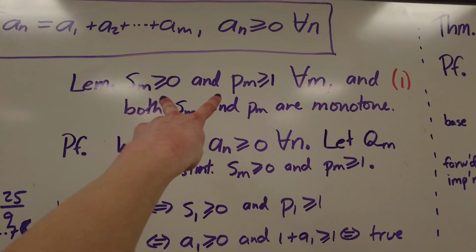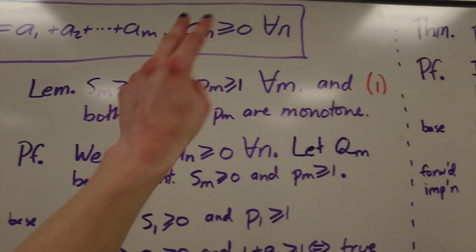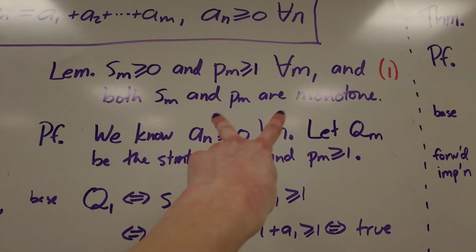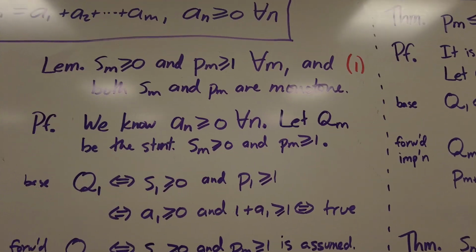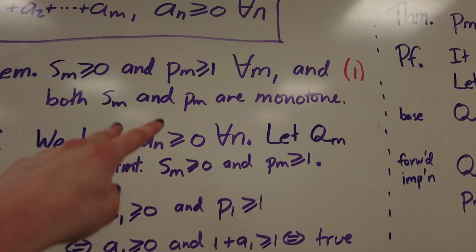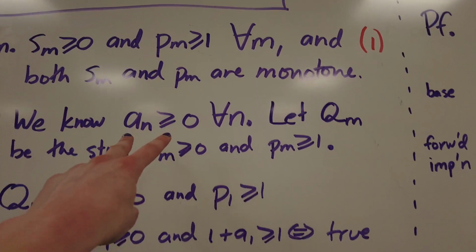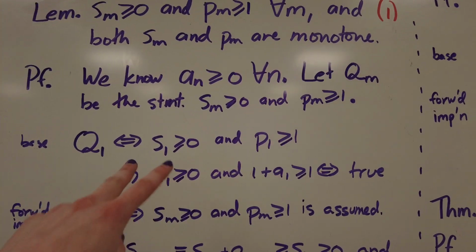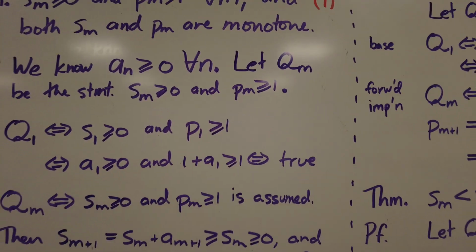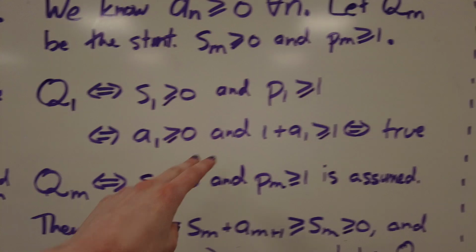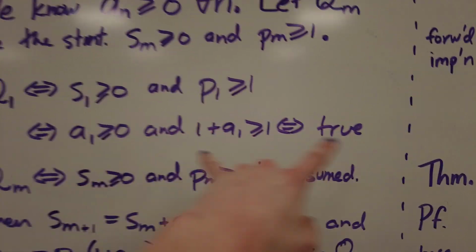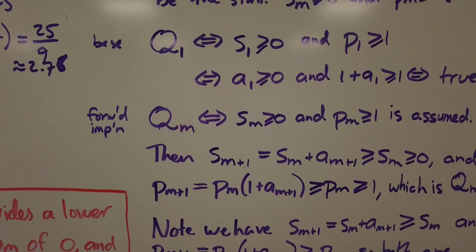So let's look at some properties of these sequences. I'm going to prove to you that Sm is at least 0 and Pm is at least 1 always, and both of these are monotone. So we're going to prove this using induction, and we're going to make use of the fact that any an is non-negative. So the base case, I'm going to show that S1 is at least 0 and P1 is at least 1. Well, S1 is just A1 and P1 is 1 plus A1, so it's obvious.